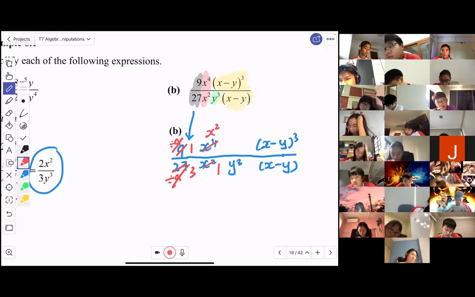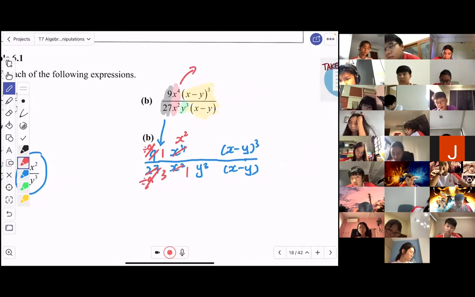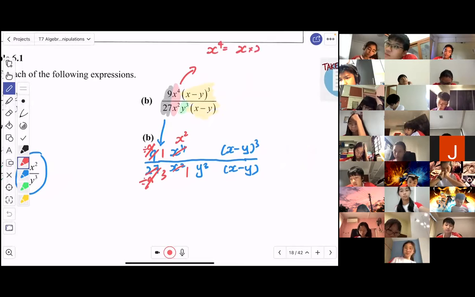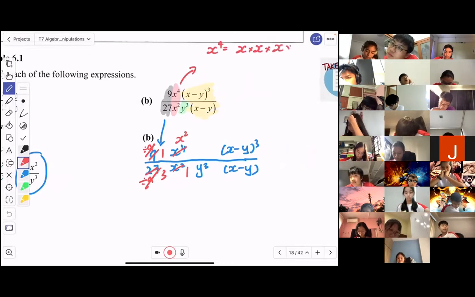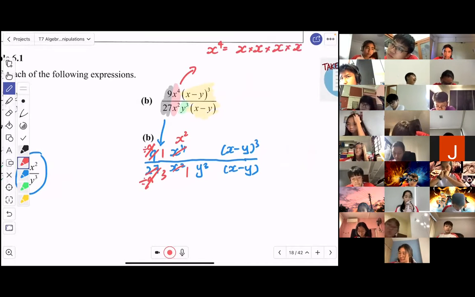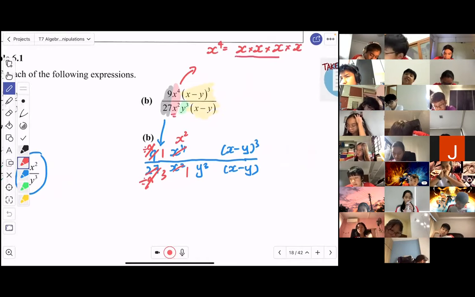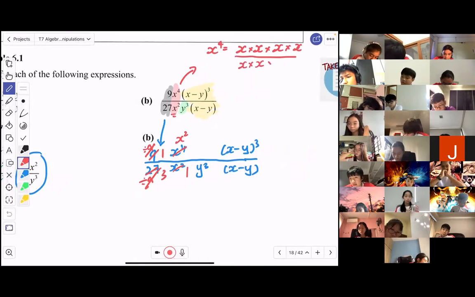Okay, if you are not sure why, I just want to show you. When we talk about x power 4, it's like x multiplied by x multiplied by x multiplied by x itself 4 times. Okay, x power 2 is like x multiplied by x.